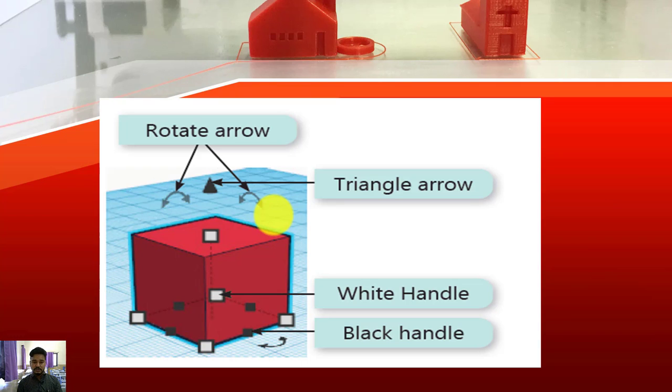Now how can it be done? When you select that object, this kind of option will come. These are rotate arrows. Rotate arrow means if you want to rotate your object at a particular angle, that can be done using this rotate arrow key. This triangle arrow key means the movement up, down, ऊपर लेना है, नीचे करना है, so that can be done using the triangle arrow. And white and black handles means आपको dimensions कितने चाहिए, उसकी length, width, height, breadth, that can be changed. Okay, we'll see those in detail now.